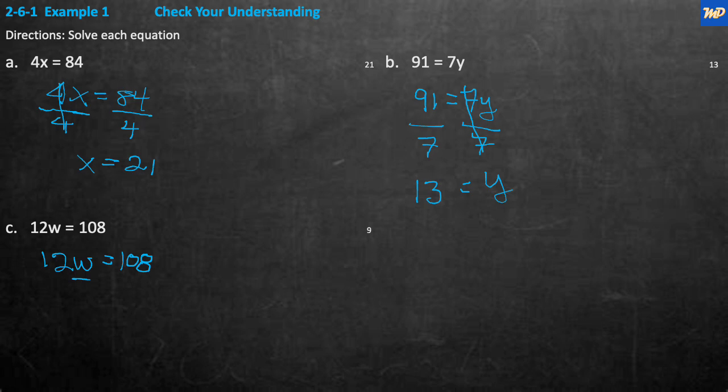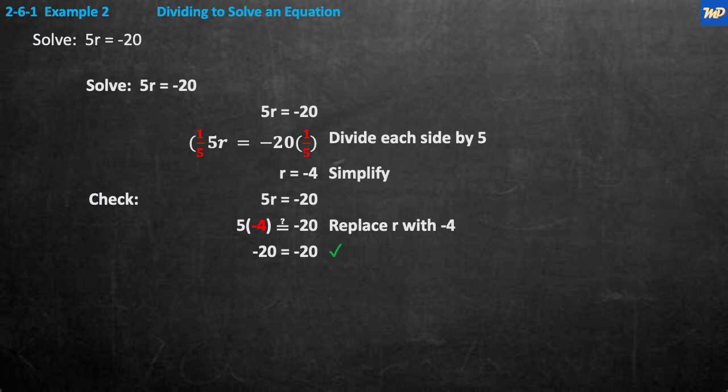the 12 times w. And we're going to do that by dividing both sides by 12. Because when we divide the left side by 12, the 12s disappear, because 12 divided by 12 is 1. And 1w is what we're looking for. 1w is equal to 108 divided by 12. And 108 divided by 12 is 9. So there it is, 9. W equals 9. Good.